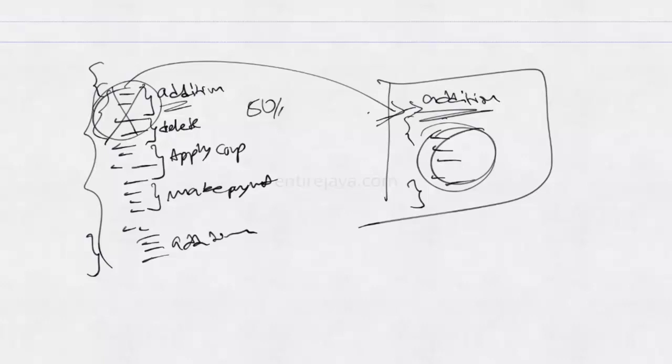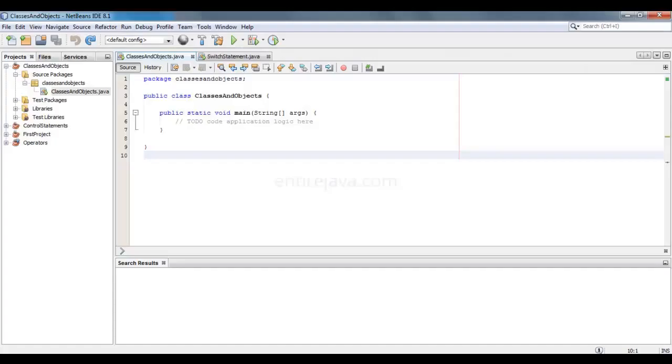Now let's try to form a definition of a method. A method is nothing but a set of instructions in a block that does a particular task. And that block of statements will have a name tag to it so that we can use it to execute those block of statements. Let's go to our workbench and see how this works.